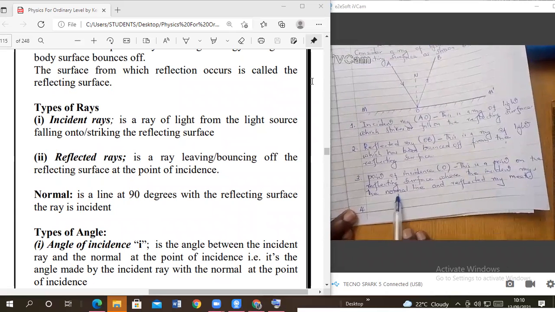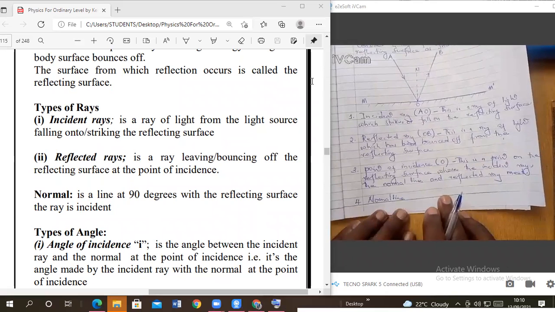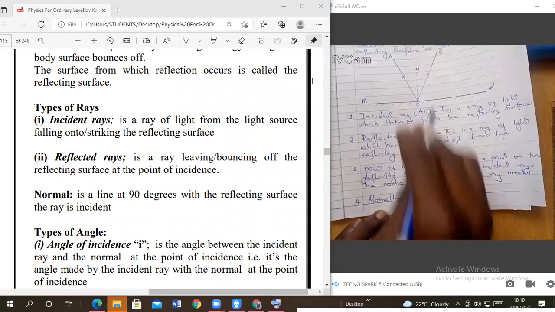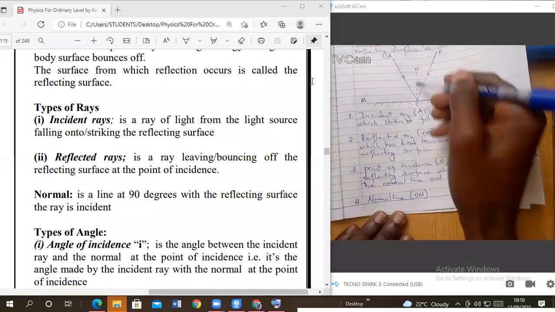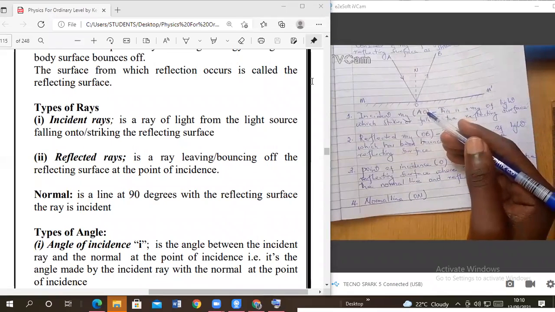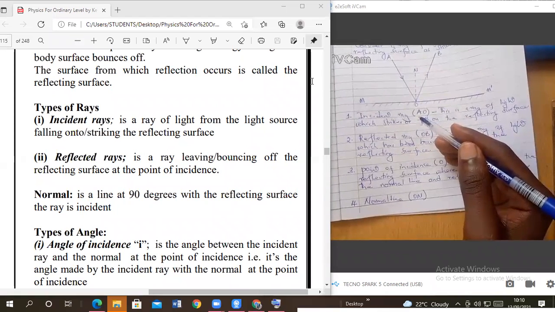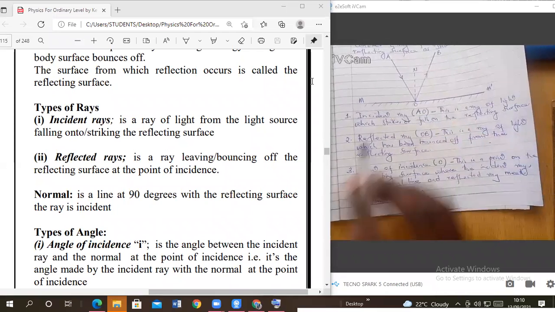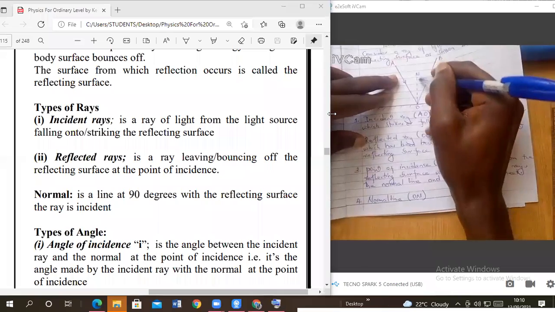From here we have a new word, normal line. So the next one is the normal line. From our diagram, our normal line is ON. That line is called normal, and it must be dotted. Why is it dotted? Because that line is virtual. It's not real, but we assume that it is there. So that's why we draw it using a dotted line.